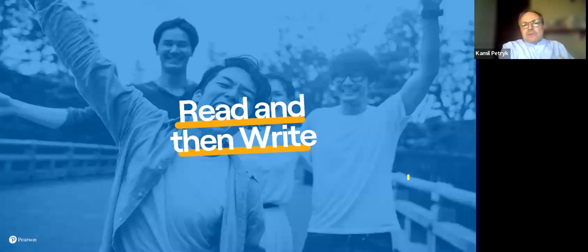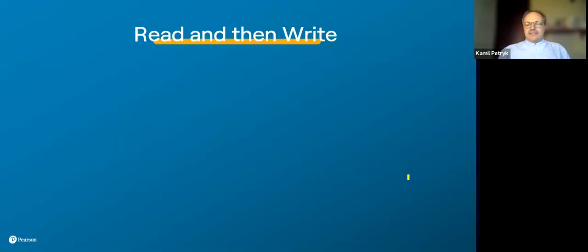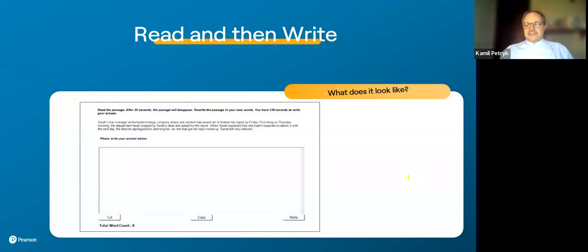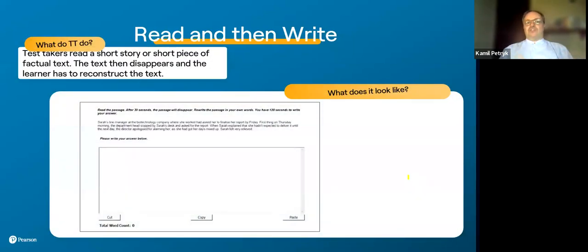So that's it about dictation. And now task 2, in which writing is tested as a skill. This is read and then write. This is very important because, as you may remember from last week's session, in this activity they read a short story or short piece of factual text, and after 30 seconds the text disappears and they have to reconstruct the text.